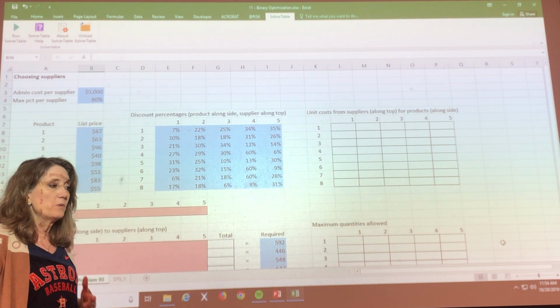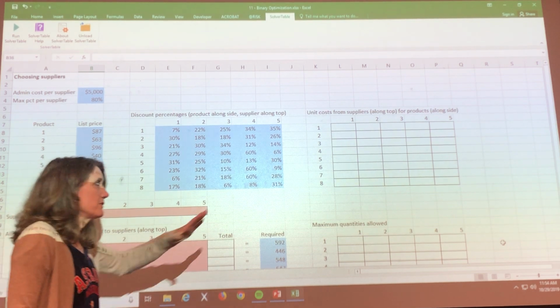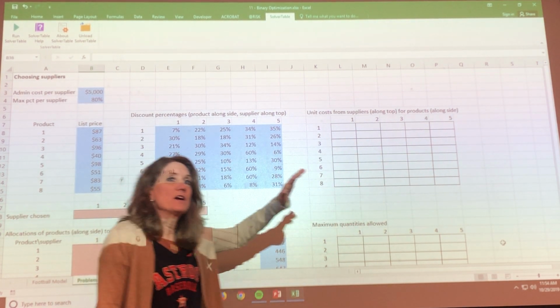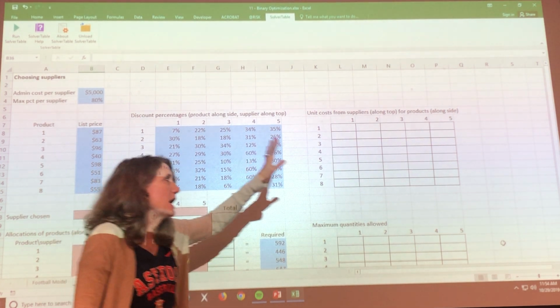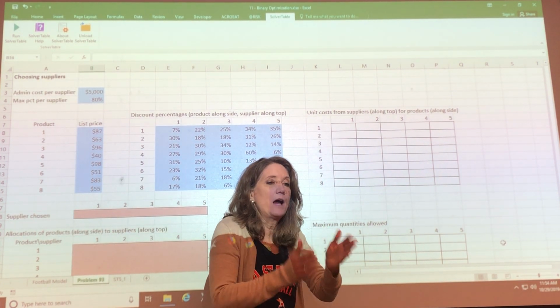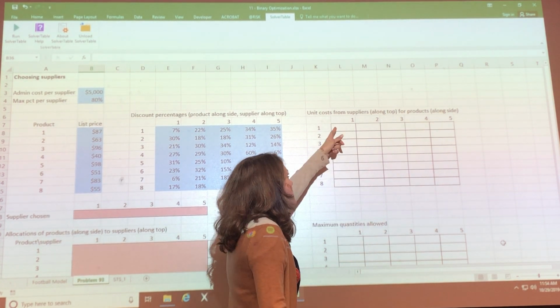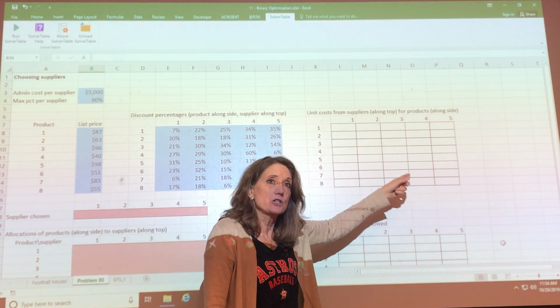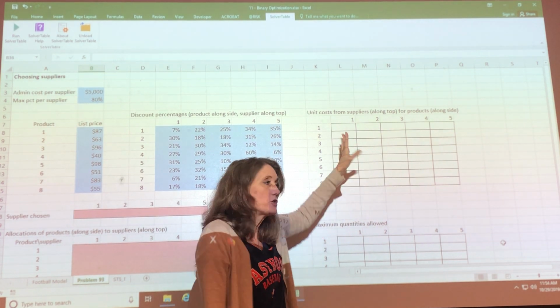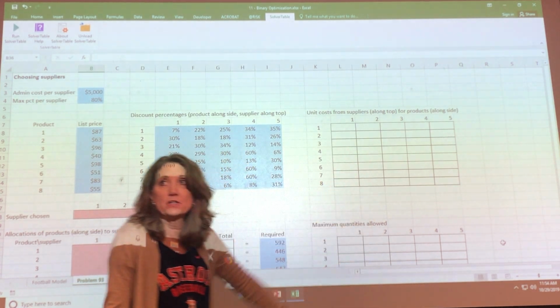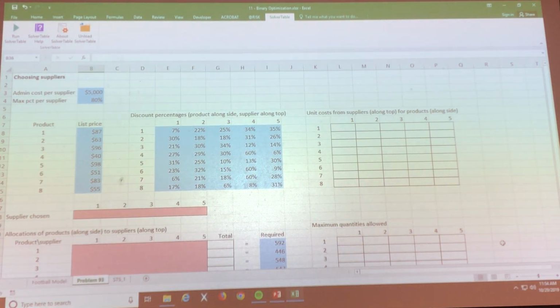And so whether we want to or not, we have got to calculate the costs, because we don't have the cost. We have the list price, we have the discount, but we don't actually have the cost. How much does it cost to get product 1 from supplier 1? So we'll have to make little calculations in here to figure that all out. That's just a necessary step in this model, and it has to be done.